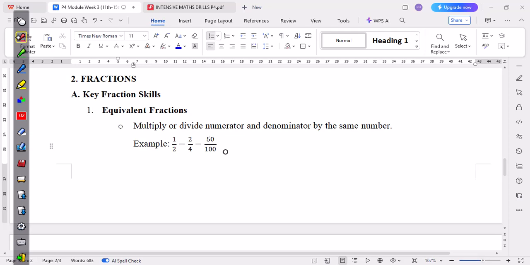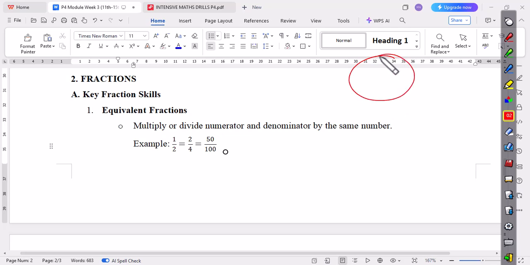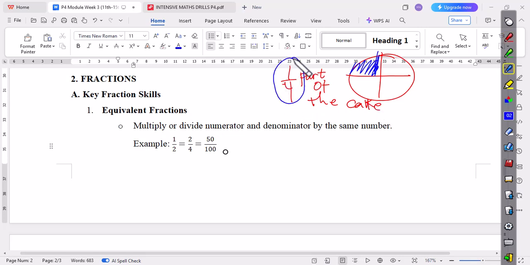Okay, next we learn about fraction. Fraction is a part of a whole. So if we have one whole cake here, and we divide it into four parts, and we take one part from the four parts that we have divided, it means we have taken 1/4 part of the cake. So this fraction is used to show how many parts you take from the whole. So this is what the fraction is used for.